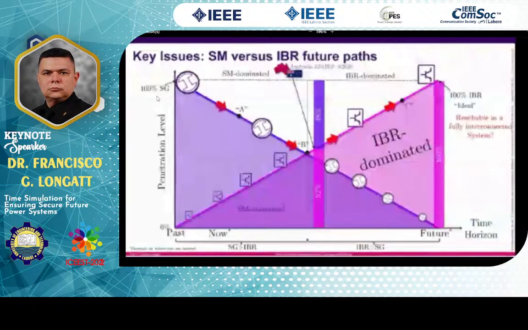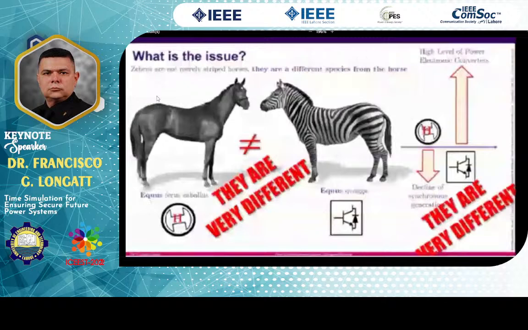Now, what is the issue? High power converters. And the issue is not because we are installing more power converters. The issue is related with the fact that they are extremely different to the synchronous machine. To be honest, a power converter is dramatically different to the beautiful classical synchronous machine. And the problem is that we power engineers are confusing them.